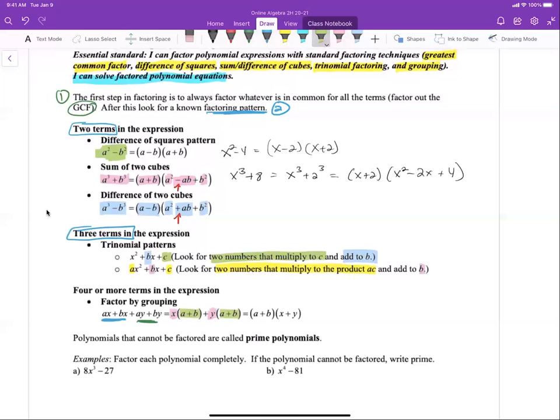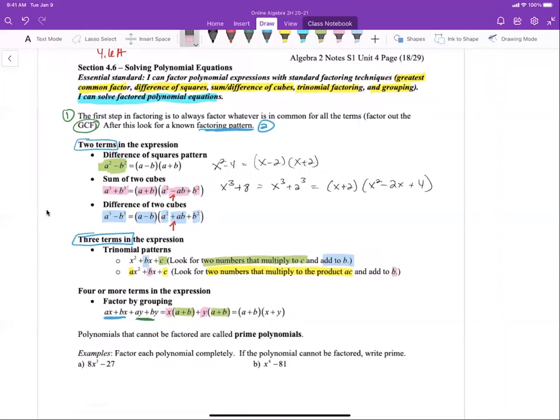Notice that the a plus b in parentheses is identical. That's what you're looking for. You're trying to create something in parentheses that is identical so that you can now factor it out. Pull that out, and what are you left with? You're left with x plus y. And so this is the answer. The whole point is to get that item in parentheses to be identical so that you can factor it out of the expression.